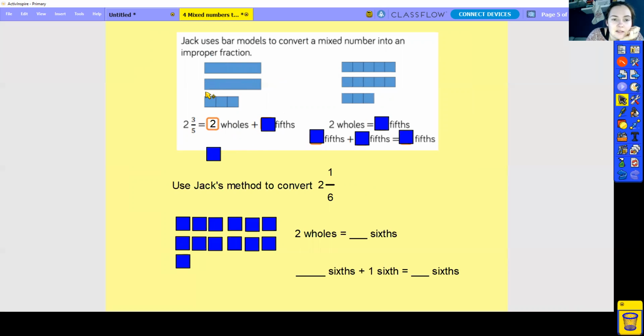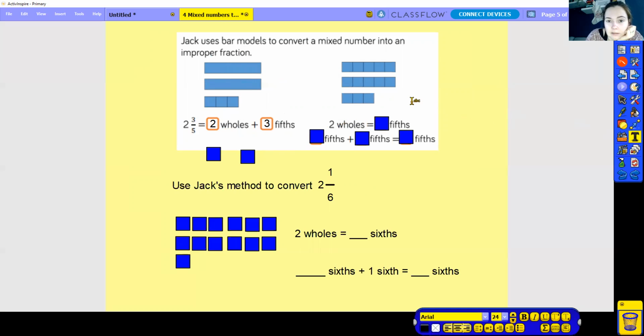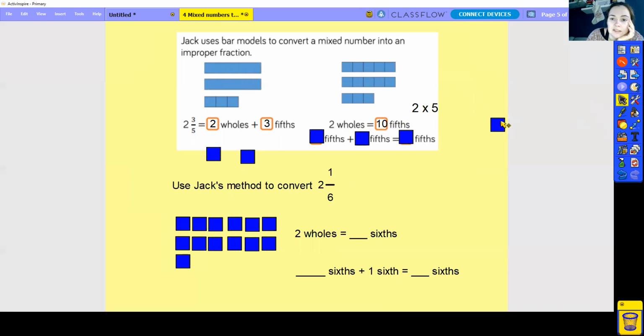And then how many fifths has he got here? Well, he's got 1, 2, 3. So he's got 2 wholes and 3/5. Now on this one, we need to work out how many fifths 2 wholes are. So remember, the calculation we're doing is 2 times by 5, okay, to give us this answer. Or we can count them up. So this first bar here, we've got 1, 2, 3, 4, 5. That's his first whole, and we've got 5. Then we've got 6, 7, 8, 9, 10. So in total, he's got 10 fifths, which is the same as doing 2 times by 5 to give you 10. So he's got 10 fifths here.